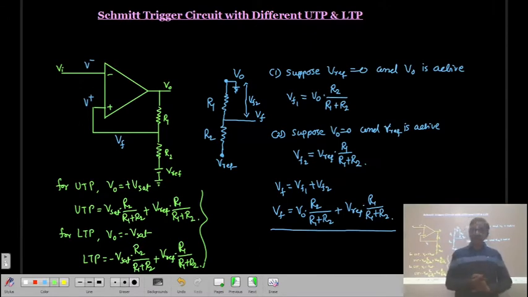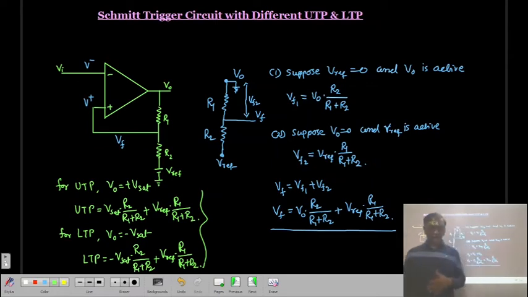The behavior of the circuit will be like the previous one. Whenever your input voltage crosses the UTP, the output will change from plus V saturation to minus V saturation. And whenever the input voltage crosses the LTP, the output voltage will change from minus V saturation to plus V saturation. So now let us see an example, and through this example you will come to know how we can have different values of LTP and UTP when we introduce a reference voltage in the circuit.